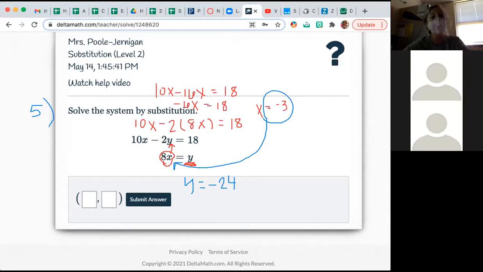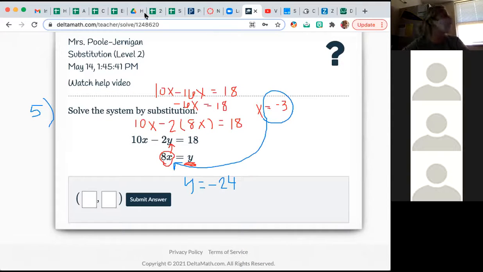If you're okay with substitution, this one was actually set up for substitution. And I think that's the easiest way to do this one because it was set up for substitution.